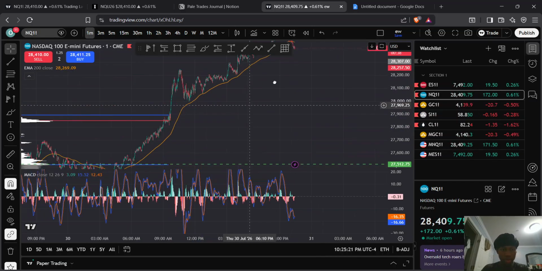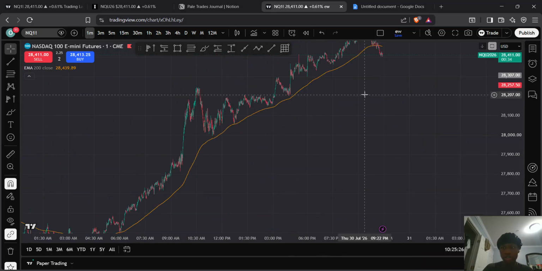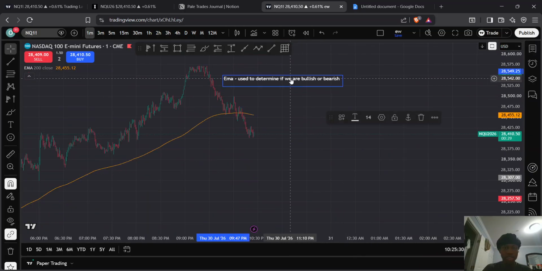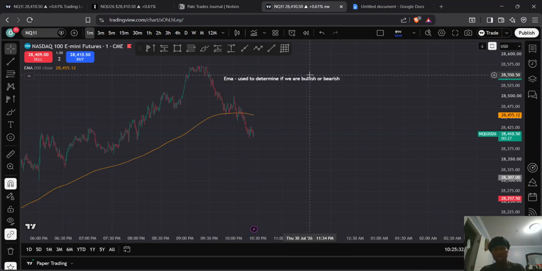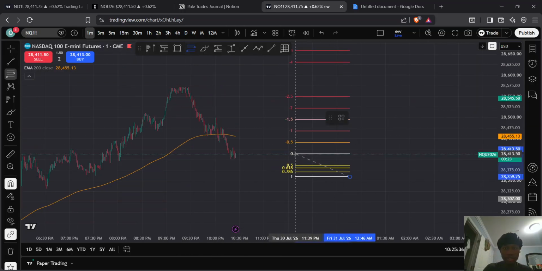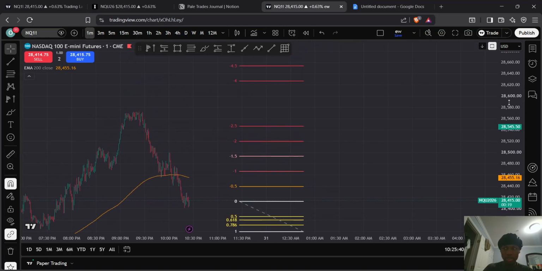Now let me explain the fib. The fib is what I use as resistance area, right? So let me actually draw the fib. This is my fib right here. All right, let me explain what this is.